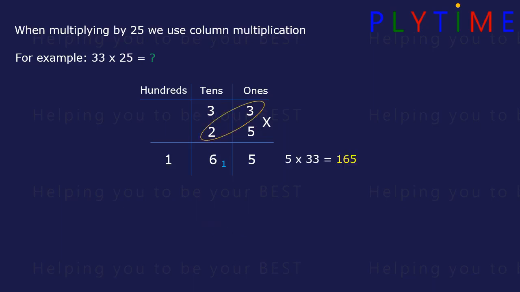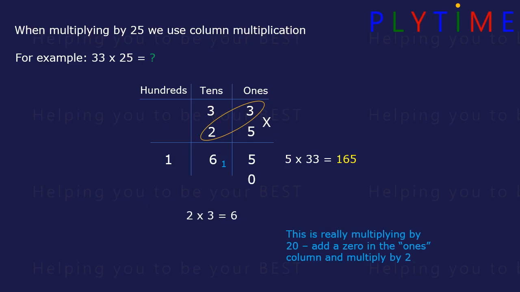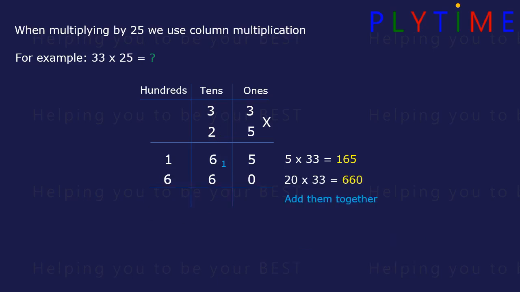Now we multiply by the 2. This is really multiplying by 20, so we need to add a 0 in the ones column and then multiply by 2. We add our 0, then 2 times 3 is 6, and then 2 times 3 is 6 again. This is 20 multiplied by 33. Now we can add them together. 5 plus 0 is 5, 6 plus 6 is 12, write our 2 and carry 1 forward, then 6 plus 1 plus the 1 carried forward is 8. So our total equals 825.